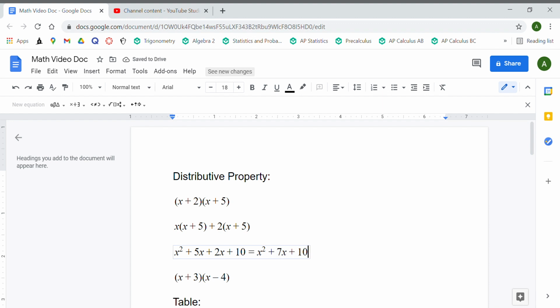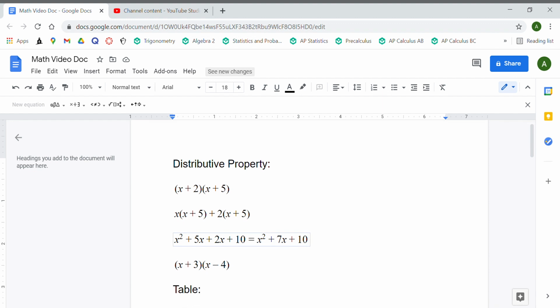That's pretty cool. Now I want you to try this one. x plus 3 times x minus 4. Use the distributive property to multiply.